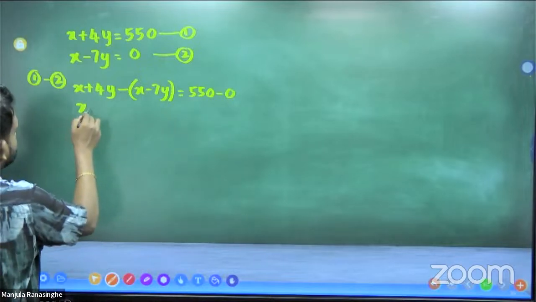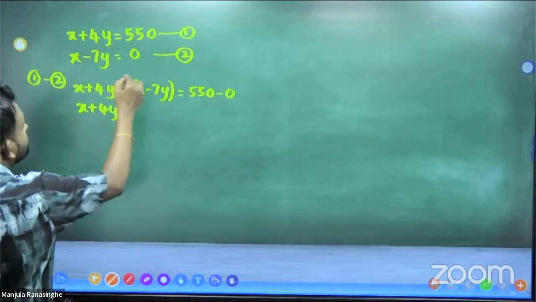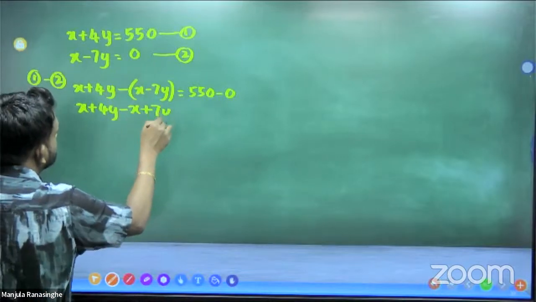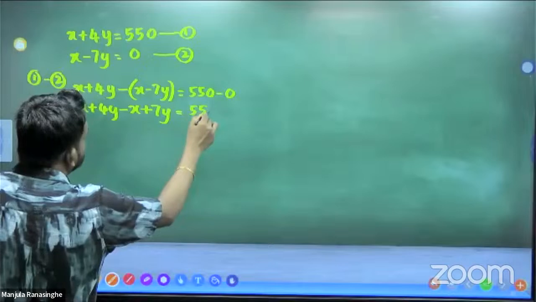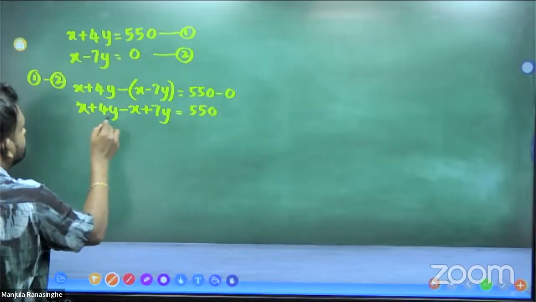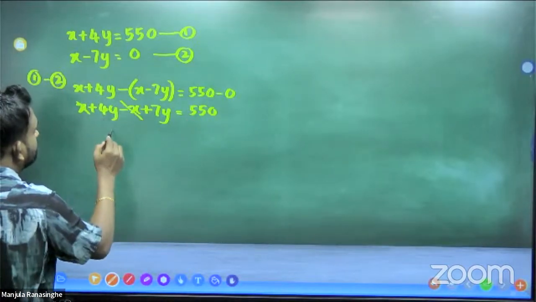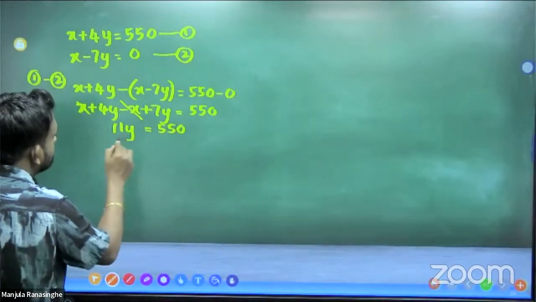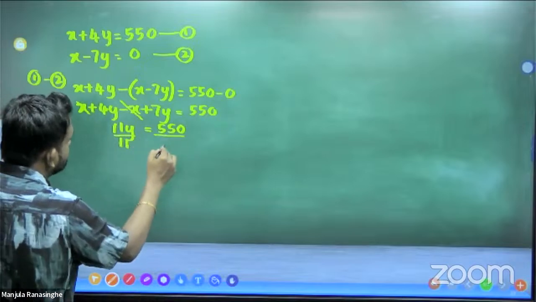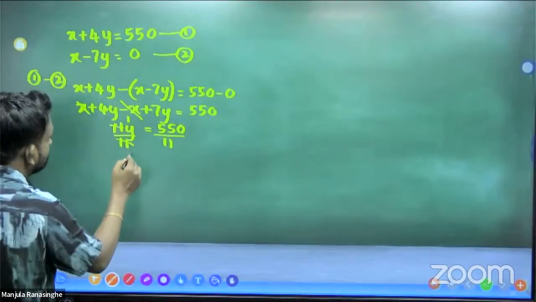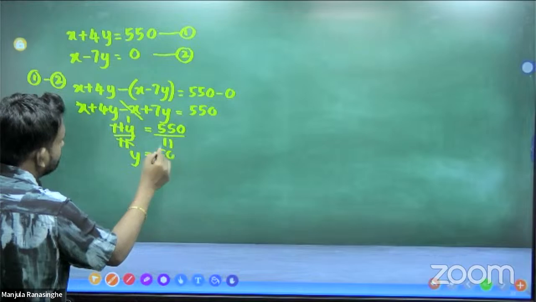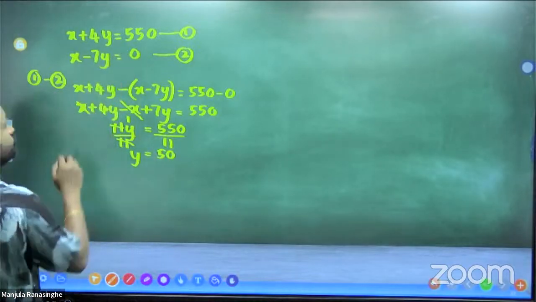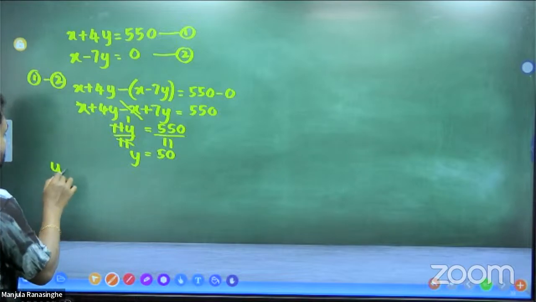So now you can see x plus 4y. Here minus is multiplying: minus x, minus into minus plus 7y, equal 550. Now you can see plus x minus x cancelled. 7 plus 4, 11y equal 550. Then divide by 11 both the sides. Then 11 cancelled. Then y equal 50. So substitute that in the above 2. Then you write that y equal 50.